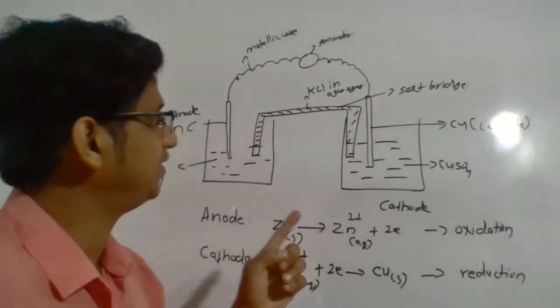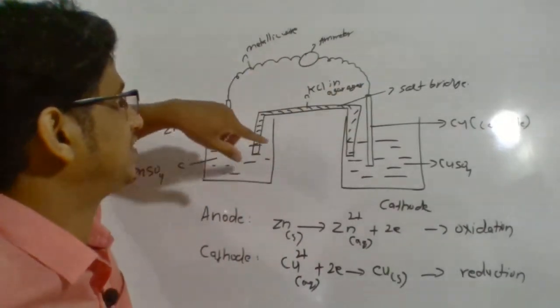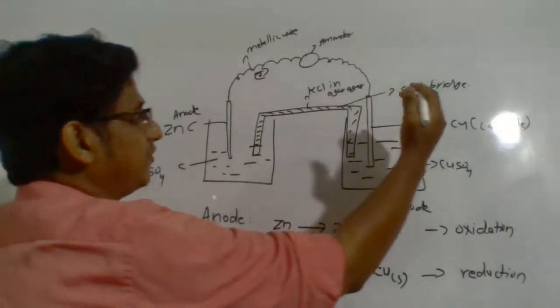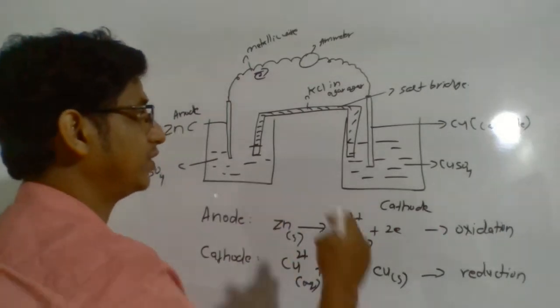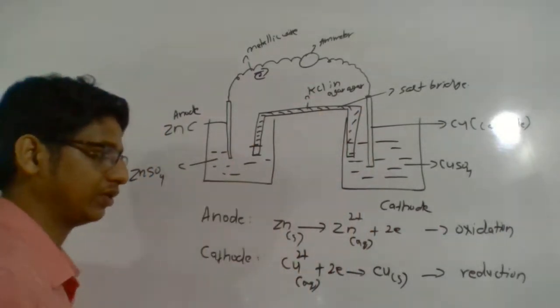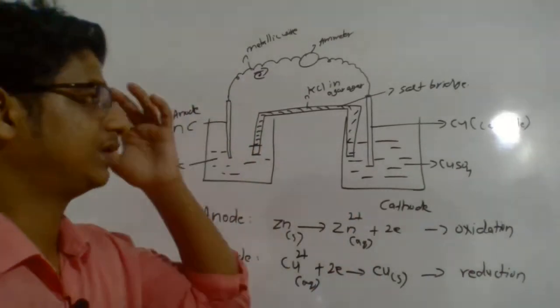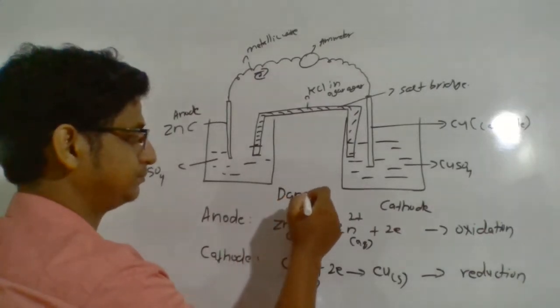So conventionally we consider the flow of electrons from zinc to copper here, which means electrons are flowing in this direction, which means electric current we consider in the opposite direction. So we can say electric current is flowing from the copper rod to the zinc rod. So this is what a conventional galvanic cell is all about. This particular cell we can call the Daniel cell.